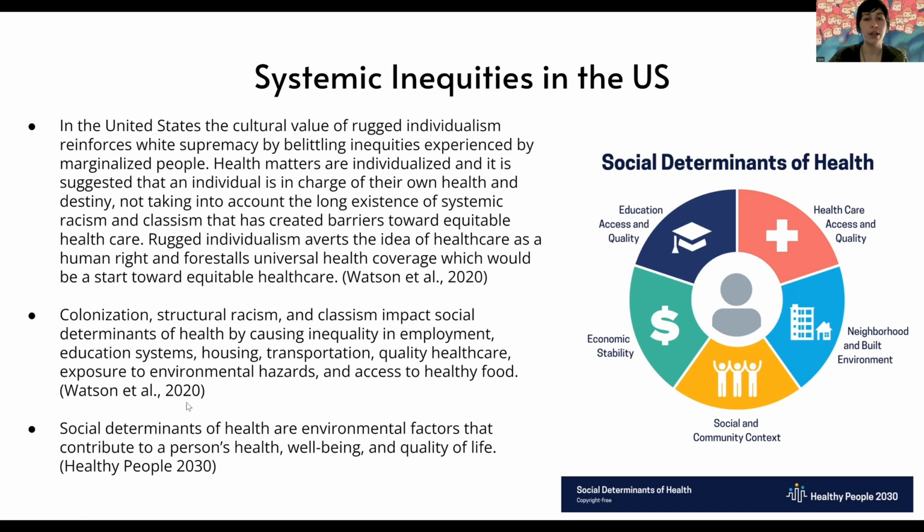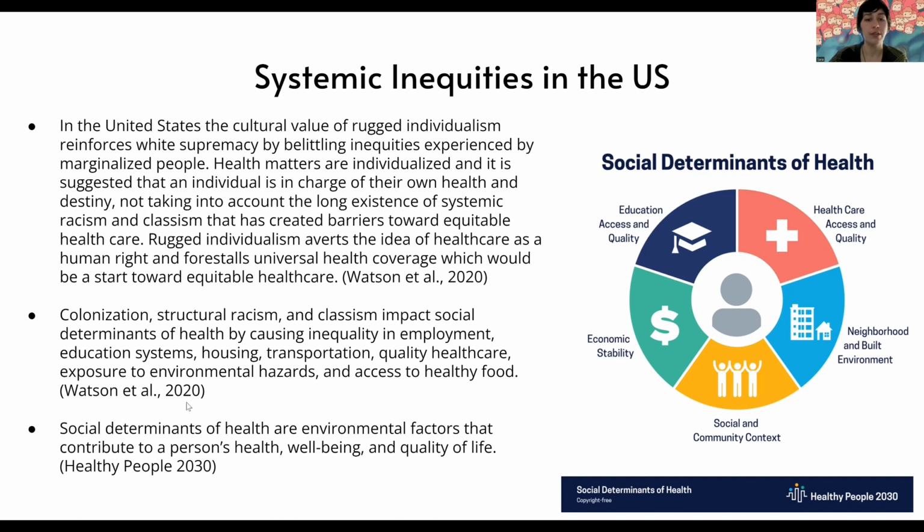Health matters are individualized, and it is suggested that an individual is in charge of their own health and destiny, not taking into account the long existence of systemic racism and classism that has created barriers toward equitable healthcare. And there's more than racism and classism. There's ableism, ageism, but we're going to focus on racism and classism for now. So rugged individualism averts the idea of healthcare as a human right and forestalls universal health coverage, which would be a start toward equitable healthcare.